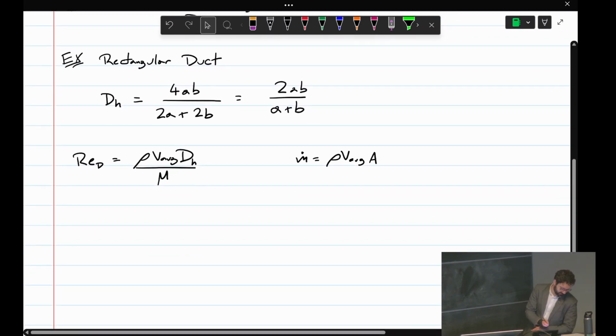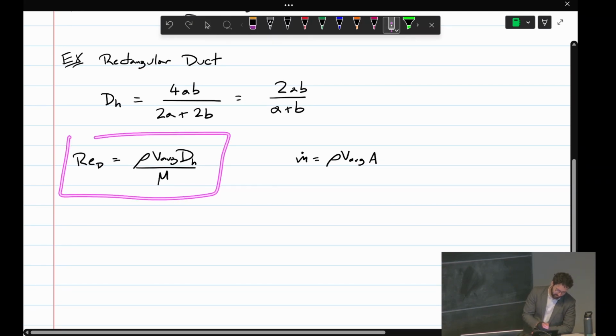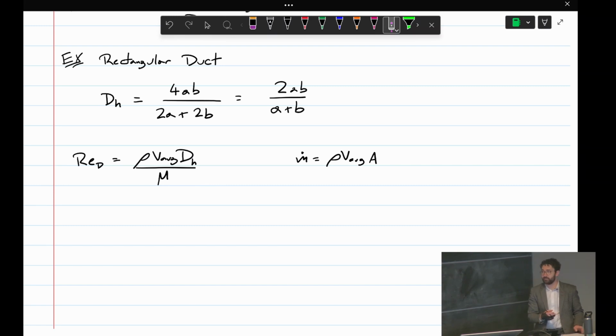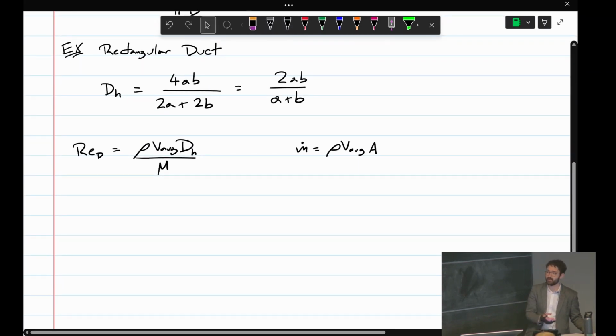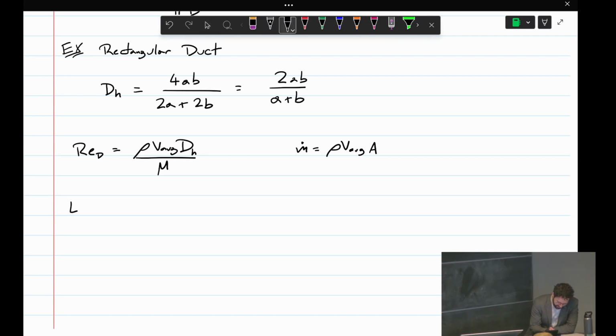Okay, so there's our Reynolds number based on our hydraulic diameter, and mass flow rate. In fact, the extended Bernoulli's equation can still be used with non-circular cross sections. The tricky thing as always is the friction factor. The friction factor is a little bit different. It still allows us to characterize the pressure drop in our non-circular cross section. I'm only going to do laminar friction factors for non-circular cross sections.